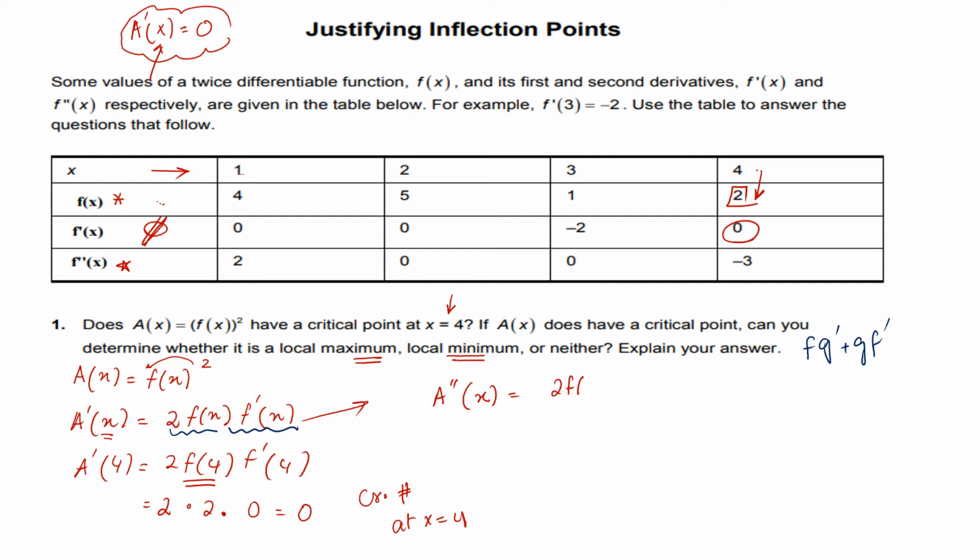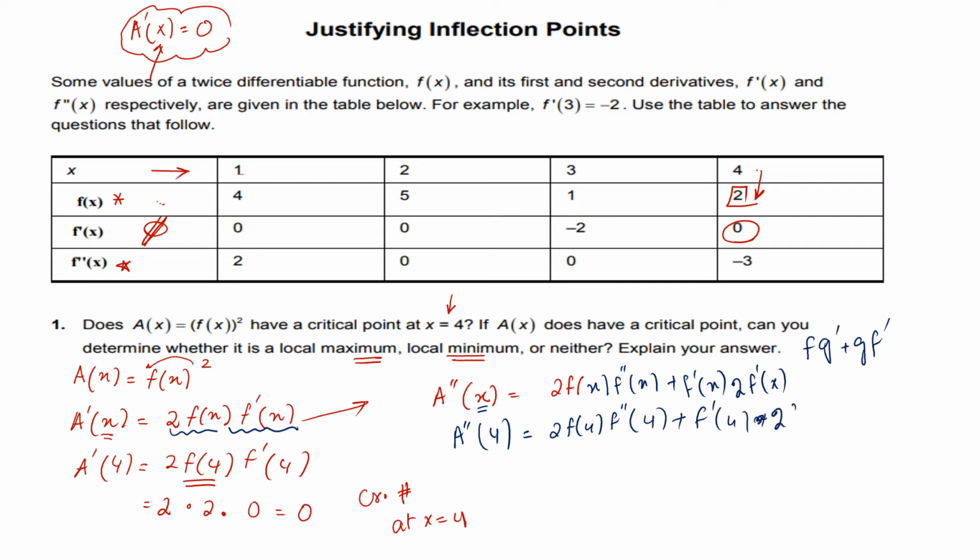It means the first function times the derivative of the second function, plus the second function times the derivative of the first function. So f is 2f of x as it is, g prime means f double prime of x, plus g, which means f prime of x as it is, times the derivative of the first function, which gives you 2f prime of x. After doing this, just substitute again one more time to check the value of x, to see whether you have the local minimum or maximum. So 2f of 4 times f double prime of 4 plus f prime of 4 times 2f prime of 4. Now again check the table.